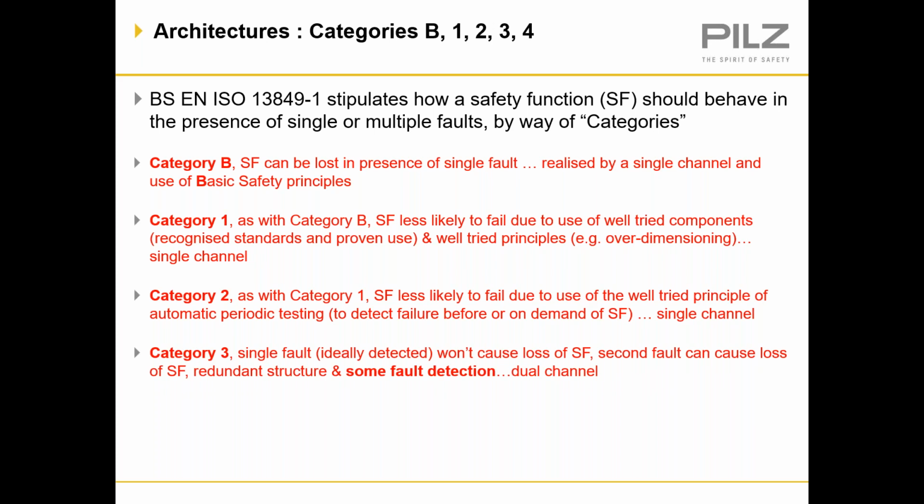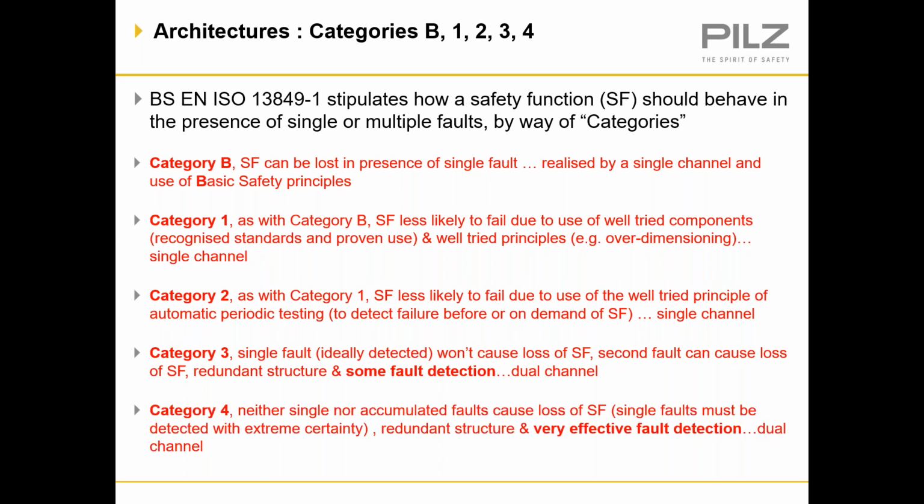Category 3: a single fault, ideally detected, won't cause loss of the safety function. A second fault can cause loss of the safety function. It has a redundant structure and some fault detection. So it's dual channel. And finally, Category 4: neither single nor accumulated faults cause loss of the safety function. Single faults must be detected with extreme certainty, with redundant structure and very effective fault detection. So again, it's dual channel.